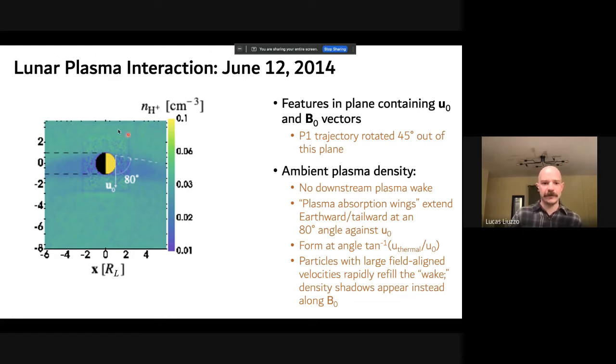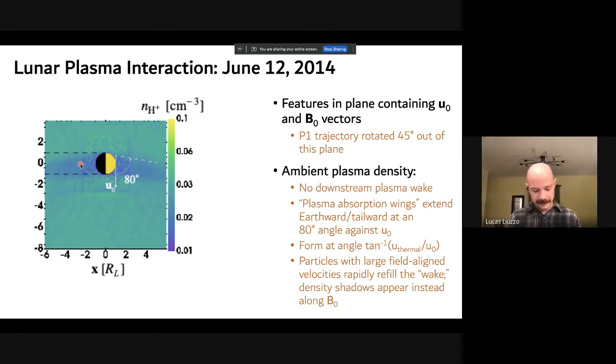And what I'm showing here is the ambient plasma density. And you see that this dashed line here corresponds to the lunar optical shadow. And if you look closely, I don't know what happened to the quality of this figure, but there's this density depletion forming these wings that extend from the moon. This is what we term a plasma absorption wing.